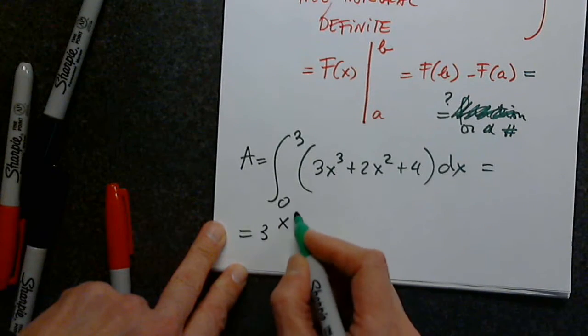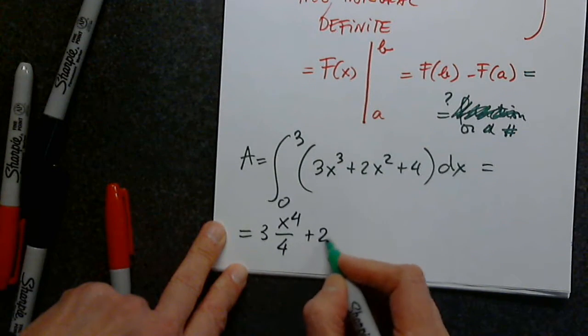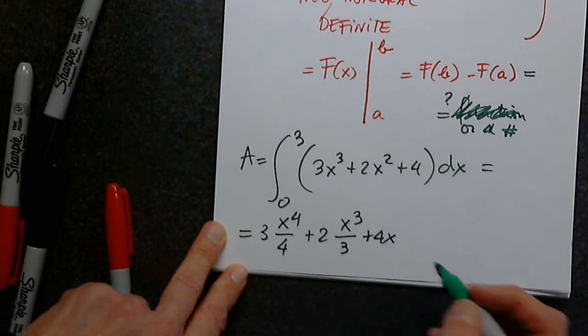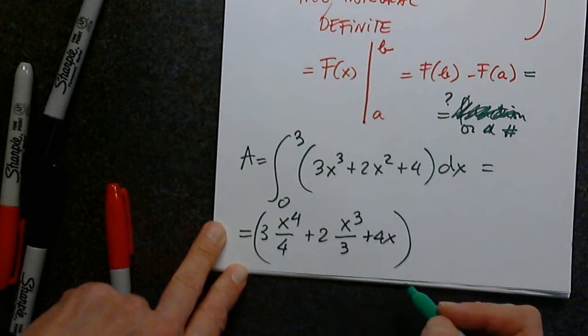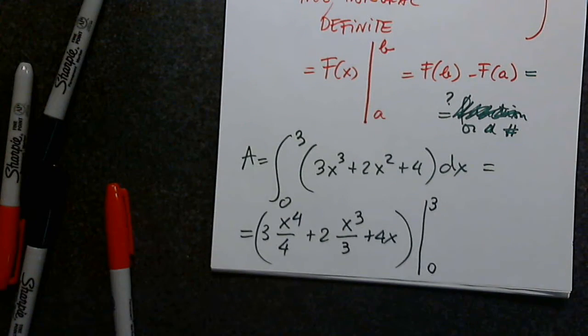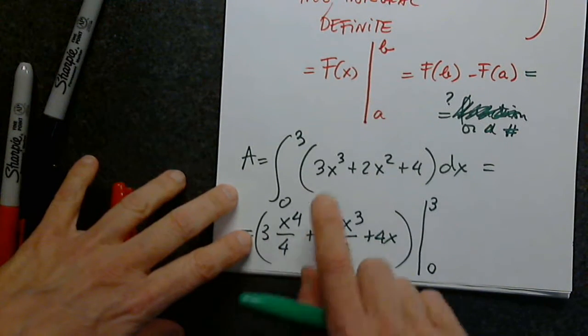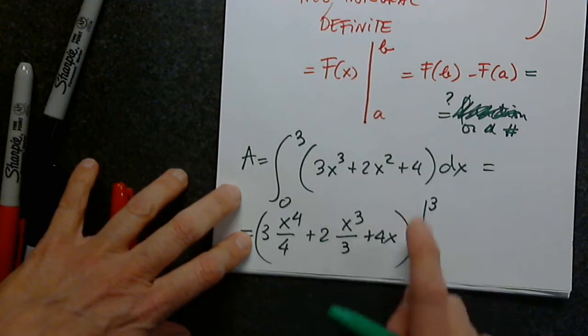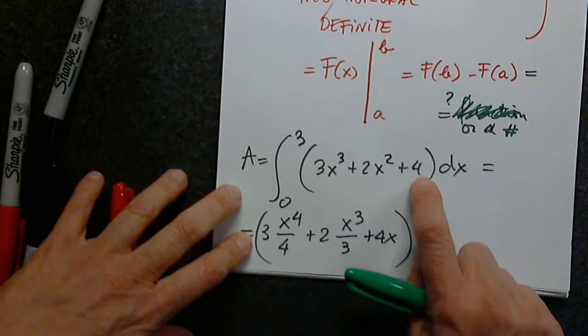So it's 3x to the 4th over 4 plus 2x to the 3rd over 3 plus 4x. Is this clear? From 0 to 3. So like in 4.9, that's why I couldn't do this without 4.9, right? Like in 4.9, the antiderivatives, we determine the function whose derivative is this. We determine the function whose derivative is this. And we determine the function whose derivative is this.